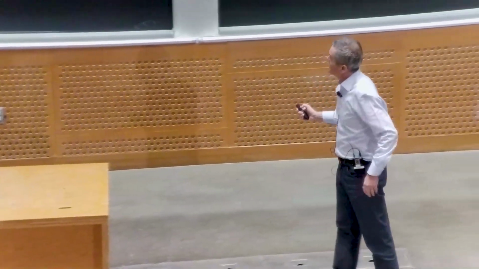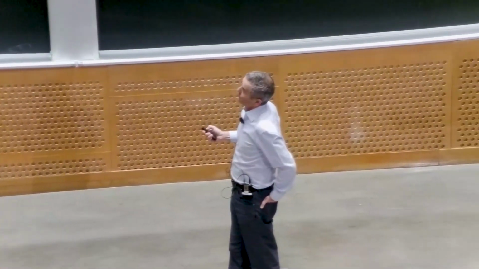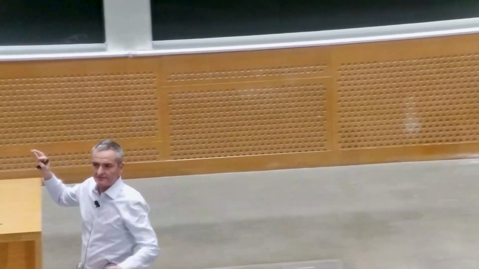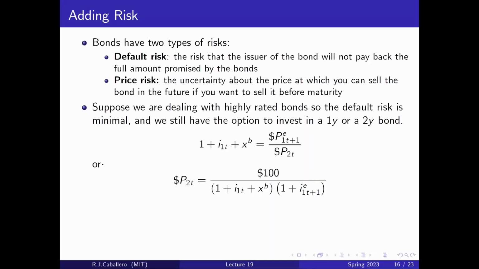But in any event, that's one type of risk. But we didn't look at that type of risk a lot. Corporate bonds have a lot of that risk, but we didn't look at that kind of risk. We look at another kind of risk, which is price risk, no?